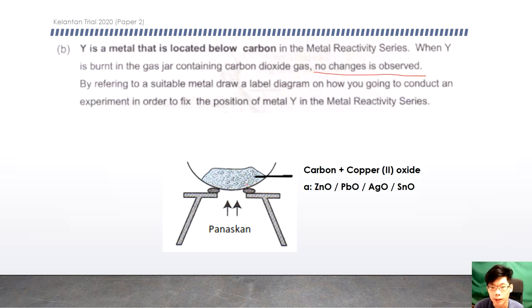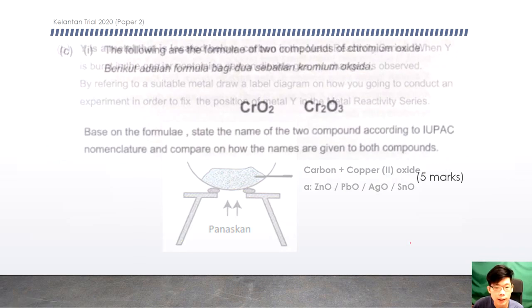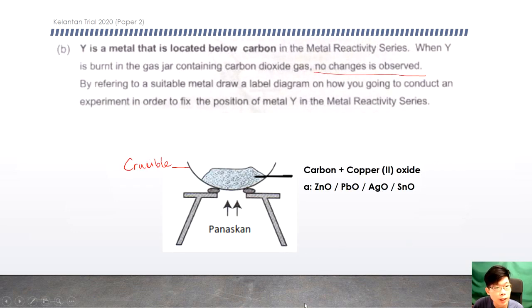So this is the diagram for the experiment to determine the position of Y in the reactivity series. We use a crucible. Then inside the crucible is a mixture of carbon and copper(II) oxide. Normally we use this one, but we also accept zinc oxide, lead oxide, silver oxide, or tin oxide. Then under here you write that it is heated strongly. So this is the only question asking you to draw the diagram. Okay, next.